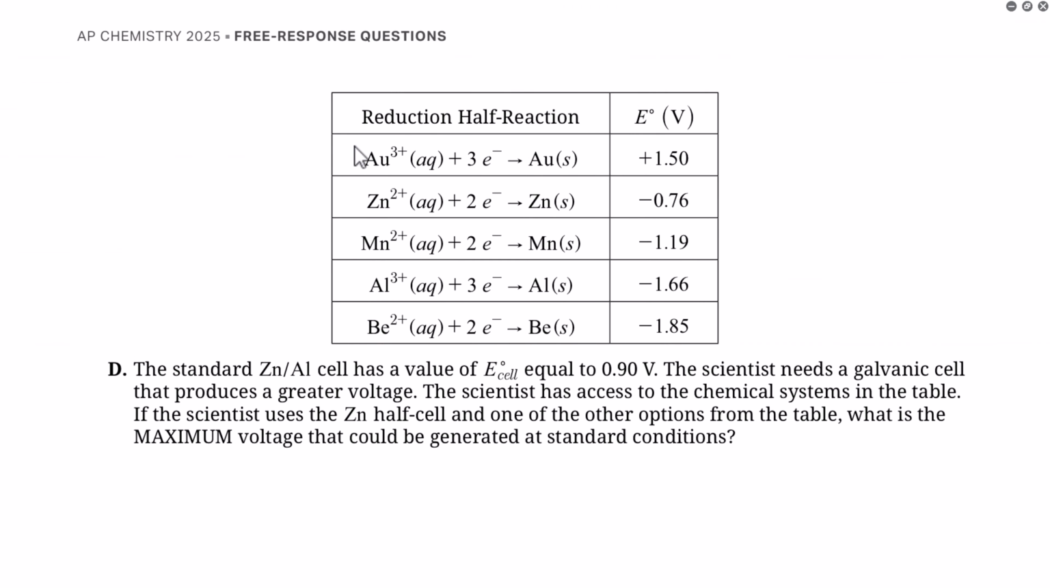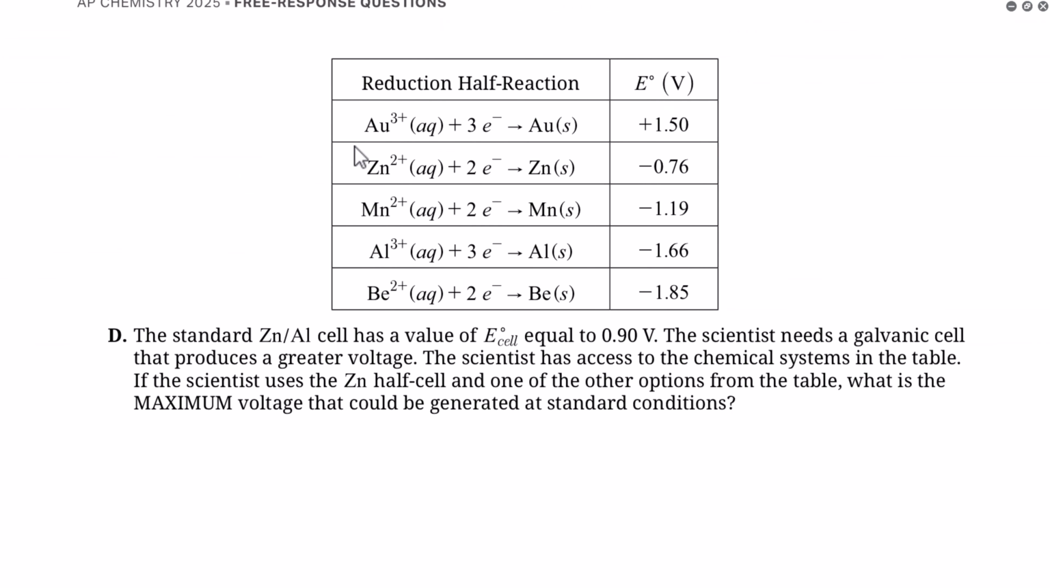All right, so we're given a bunch of other half reactions here. Let's see what it says. It says the standard zinc aluminum cell has a voltage of 0.9. The scientist needs a galvanic cell that produces a greater voltage. The scientist has access to the chemical systems in the table. And I want to create, using zinc, so we're using this, what is the maximum voltage that could be generated under standard conditions?